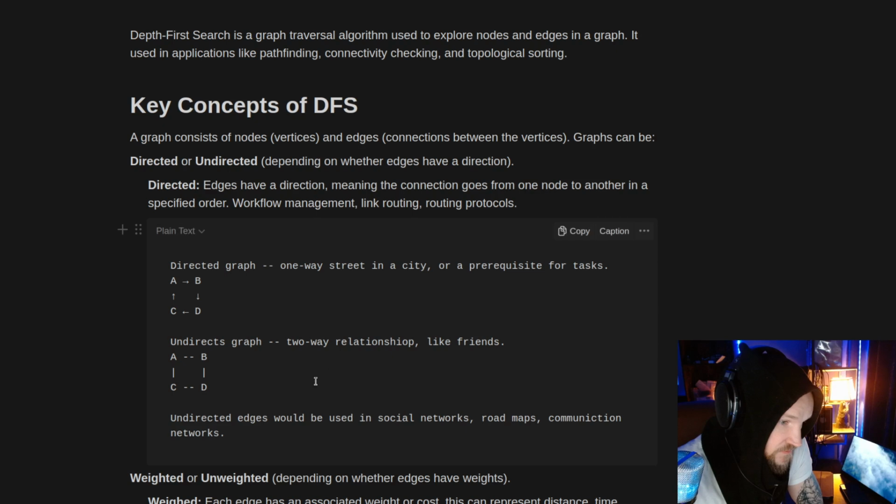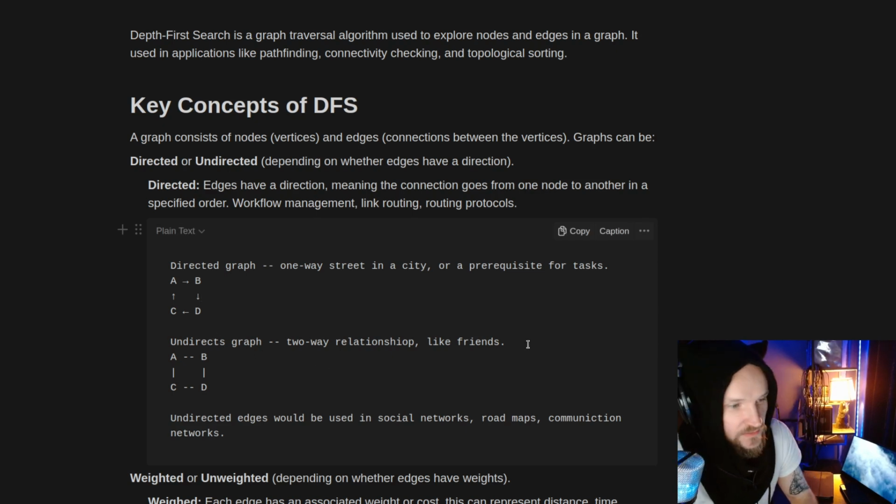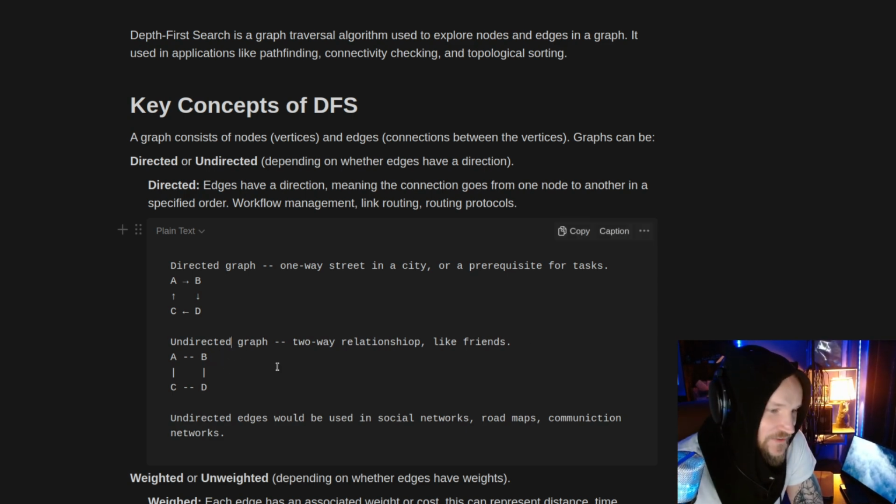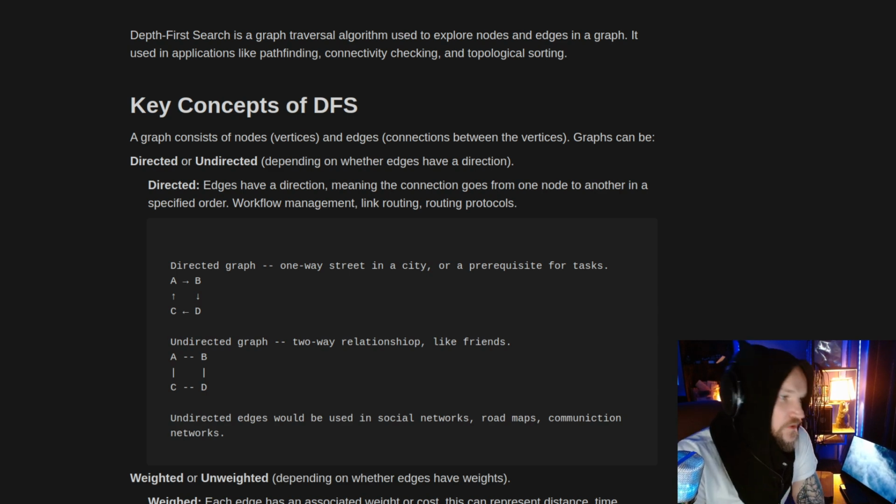Now, undirected graphs. These have a two-way relationship, like friends. Think about social networks. When you add someone to your friends list, it's a two-way relationship. You're their friend, they accept to be your friend, and therefore they are also your friend. You're both friends, so it's a two-way relationship.